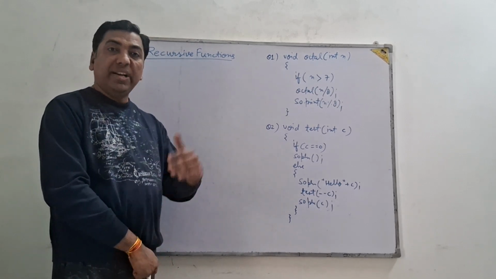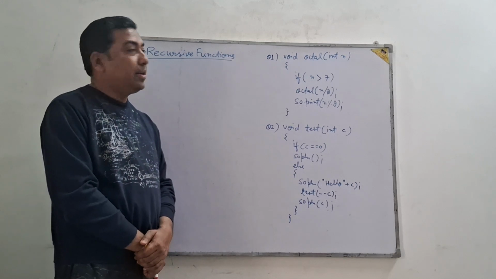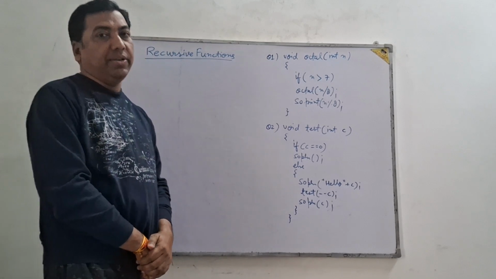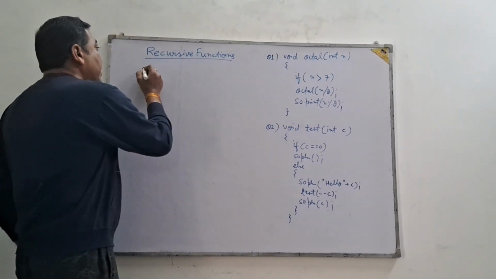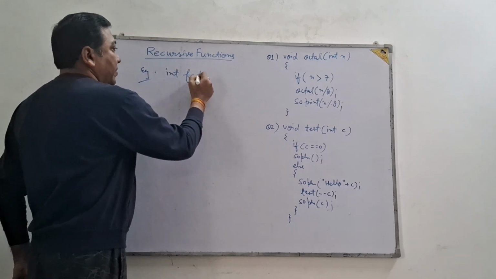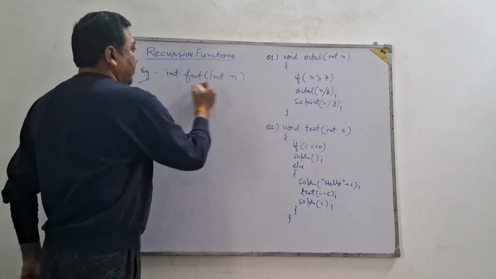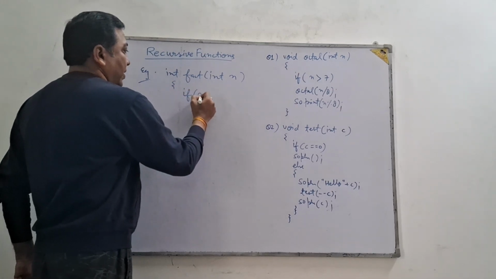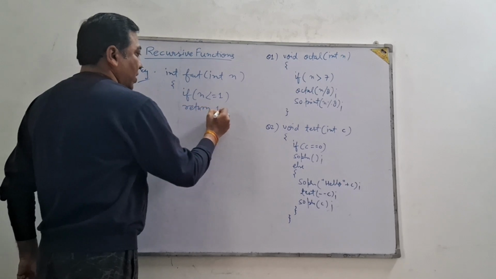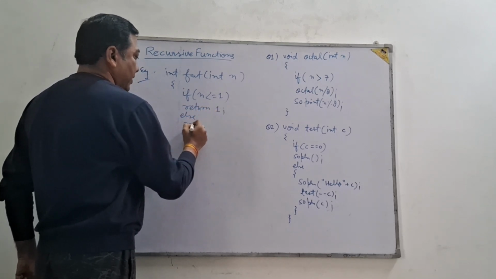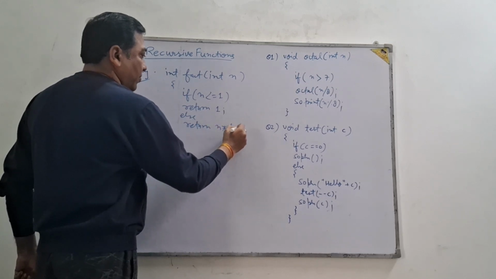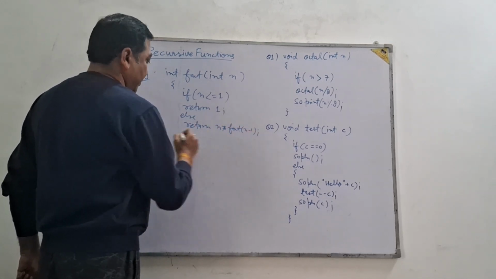When a function calls itself within its body, then it is said to be a recursive function and the process is known as recursion. Let us see one example. Suppose there is a function int fact(int n): if n less or equal to 1, return 1, else return n into fact of n minus 1.